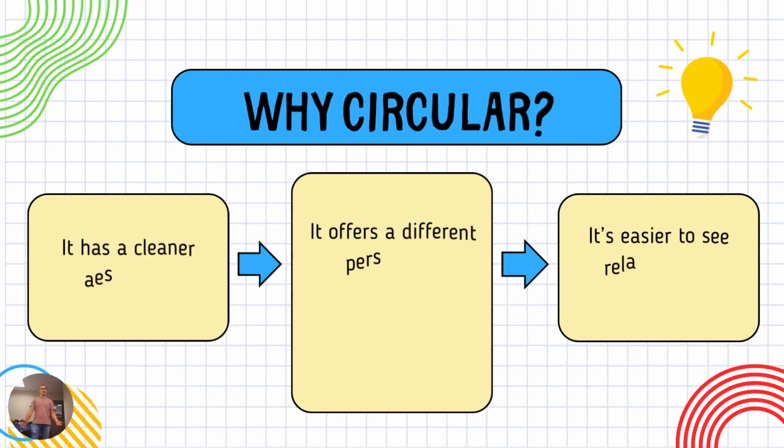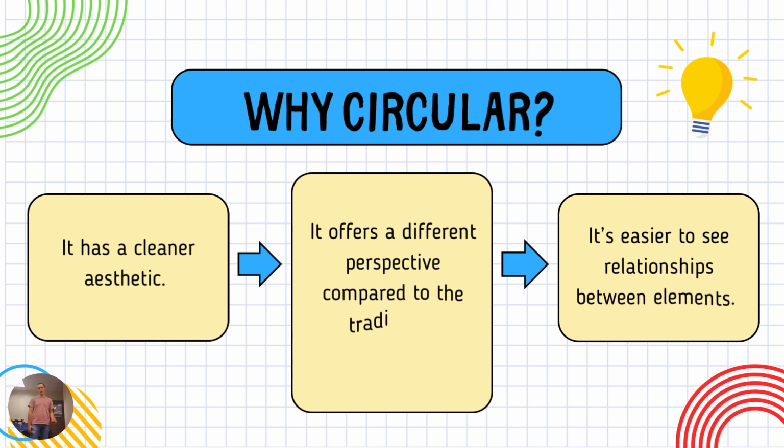So you ask, why a circular periodic table? First of all, it has a cleaner aesthetic. Second of all, it offers a different perspective compared to the normal traditional rectangular table that we all know. It's easier to see relationships between the elements depending on how it's placed. And graphic designers can use it for ideas. It's also cool to compare and contrast between the two. So those are some reasons you might do the circular table.